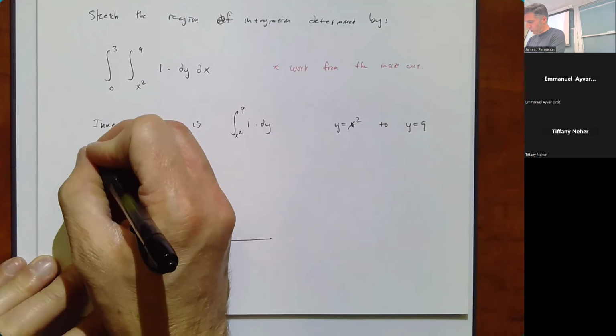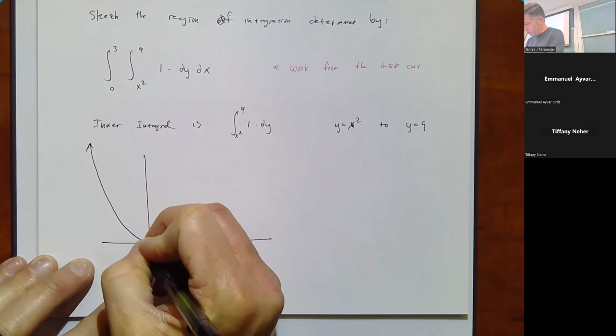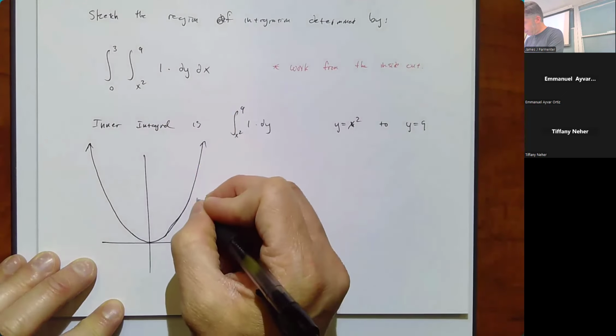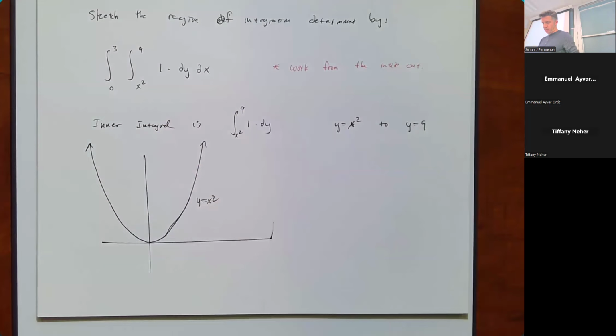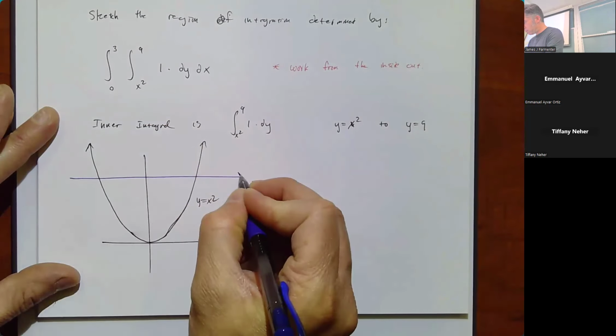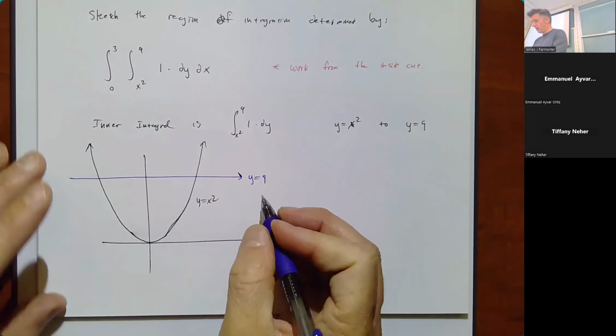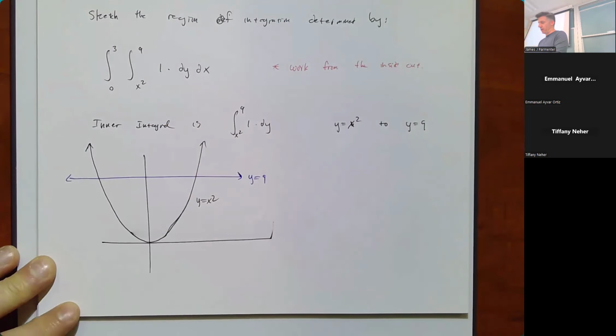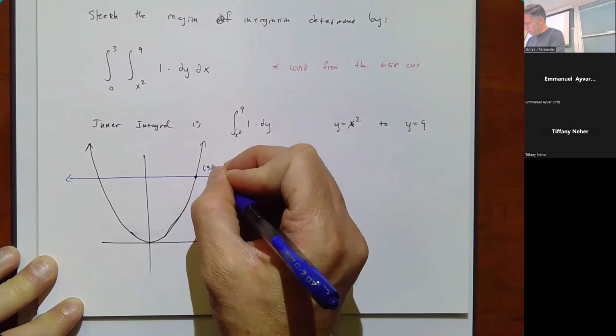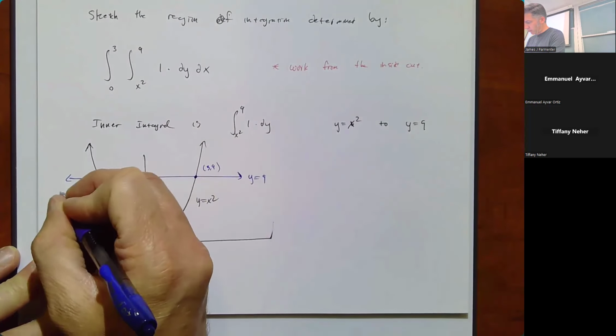So y equals x squared, great. The usual parabola. And then y equals 9 is just a horizontal line. And I can also find the points of intersection, right? We know that that point there is going to be when x is 3. And this point over here is going to be when x is negative 3.